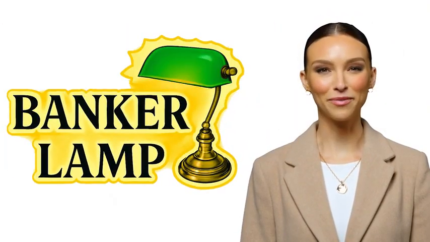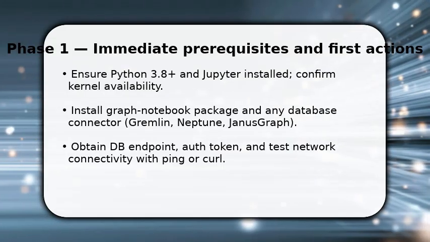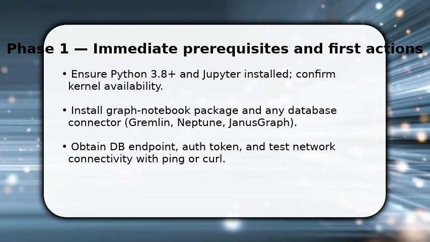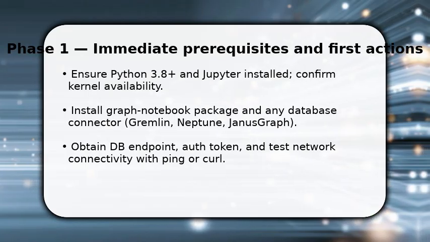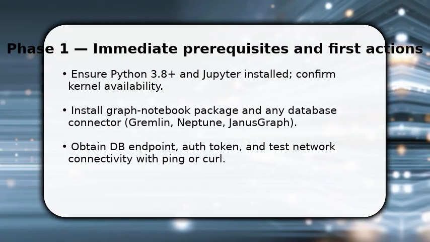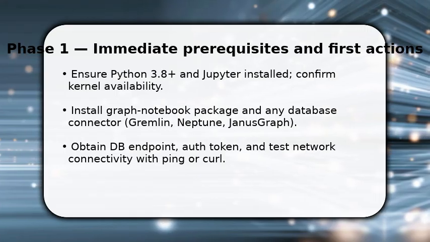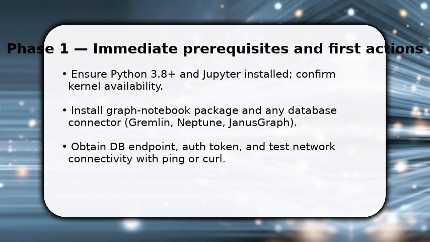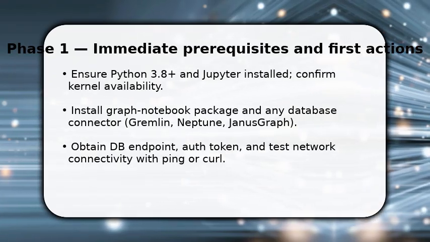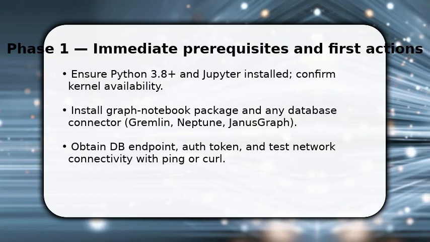Please enjoy the video. You start by confirming your environment, Python 3.8 or newer, and a working Jupyter kernel. Once done, install the Graph Notebook package and the specific connector for your graph engine. Make sure you have the database endpoint, authentication token, and network access. Test with a quick curl or ping to validate reachability.